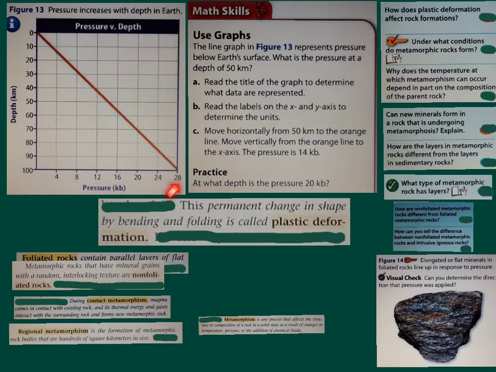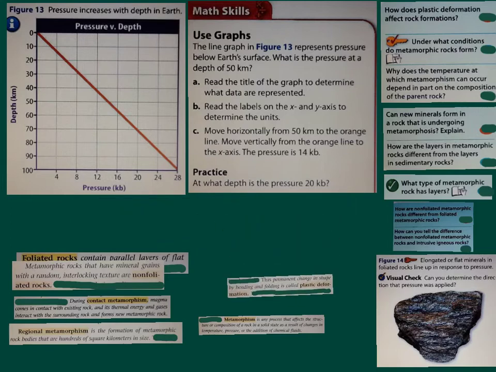Okay, so if you noticed, I pointed out your vocab word. So please write that vocabulary word, plastic deformation, and its definition: this permanent change in shape by bending and folding. Okay, permanent shape change by bending and folding. All right, make sure you have that down.